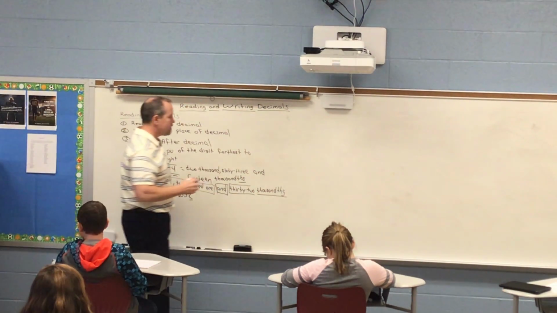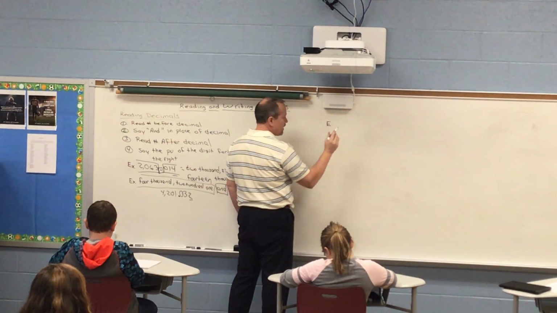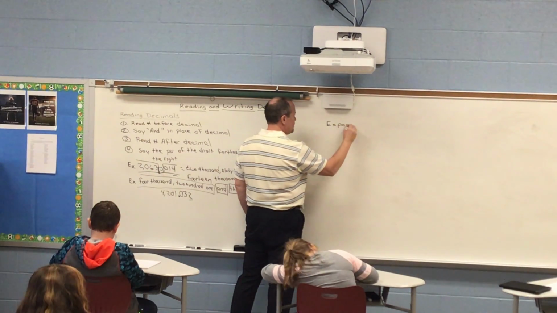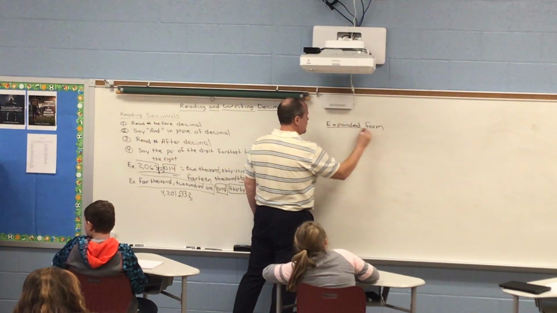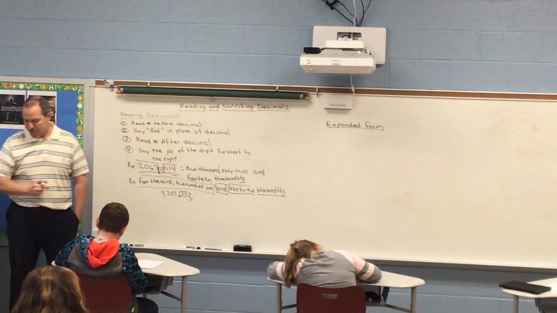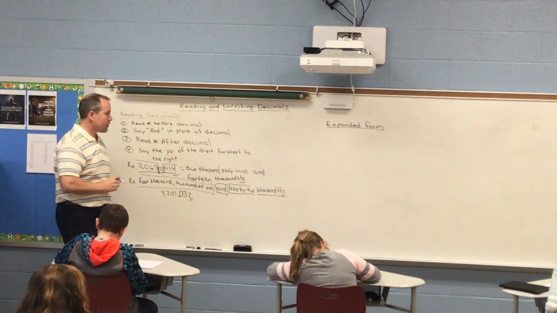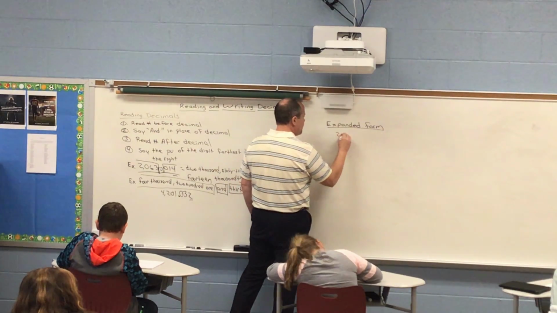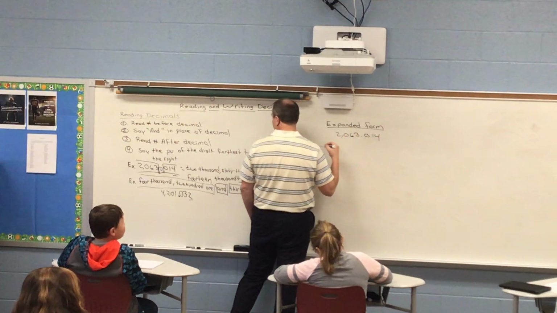Now, the second part that you're going to have, you just put it down right below this, is expanded form. If we take the same number we had, 2,063 and 1,400.